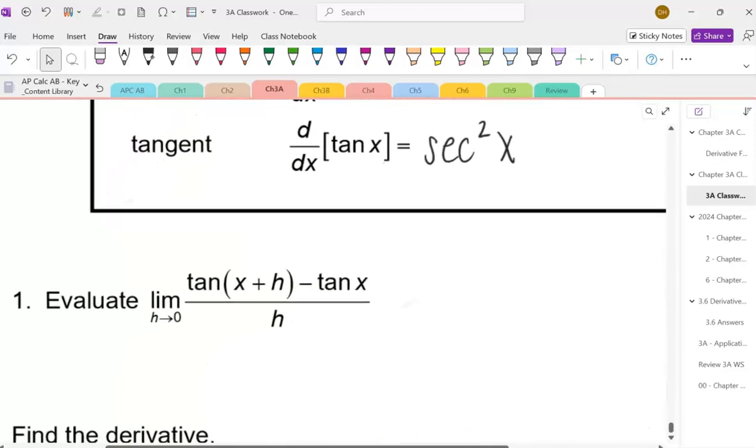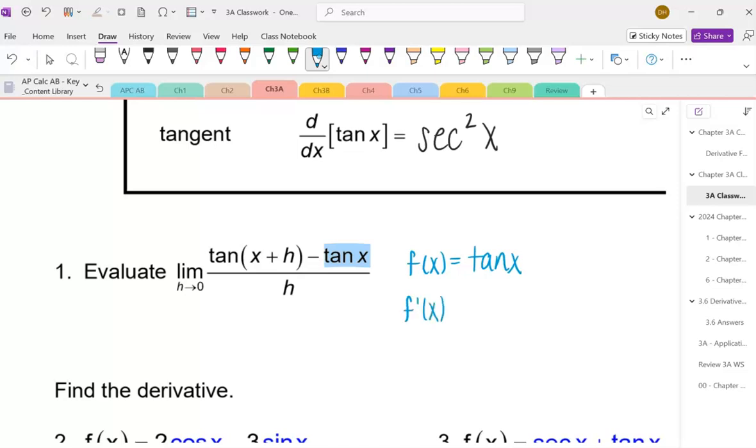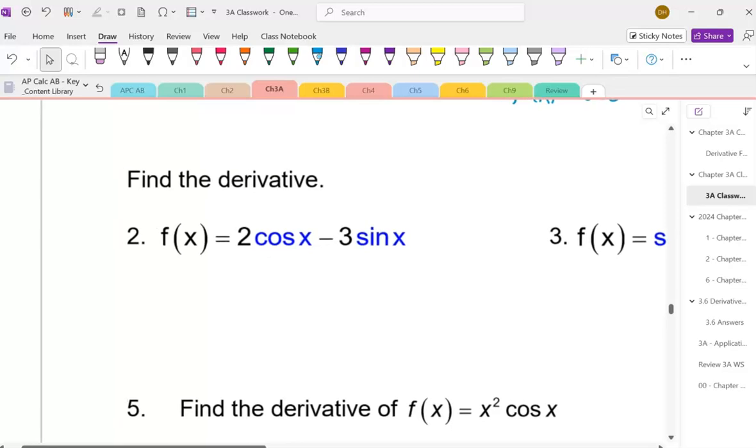Straight memorization. In number 1, if we were to evaluate, this is the limit definition of a first derivative. You should recognize this format and notice where f of x is. If you've identified what f of x is, this evaluates the limit as h approaches 0 of tangent x plus h minus tangent x all over h. If you know what that is, they really just want you to take a derivative. So we can go ahead and find the derivative of tangent, and that is secant squared x. So if you have these memorized, then it's pretty easy to just go through derivative problems.